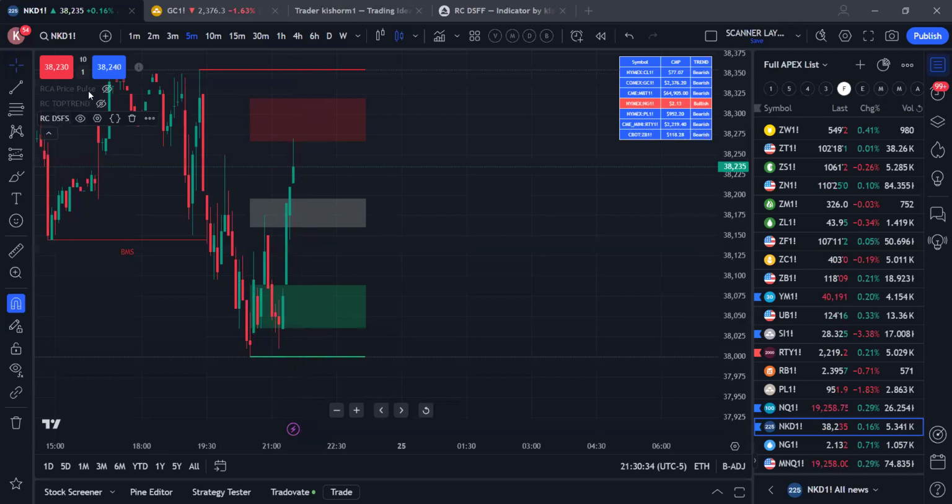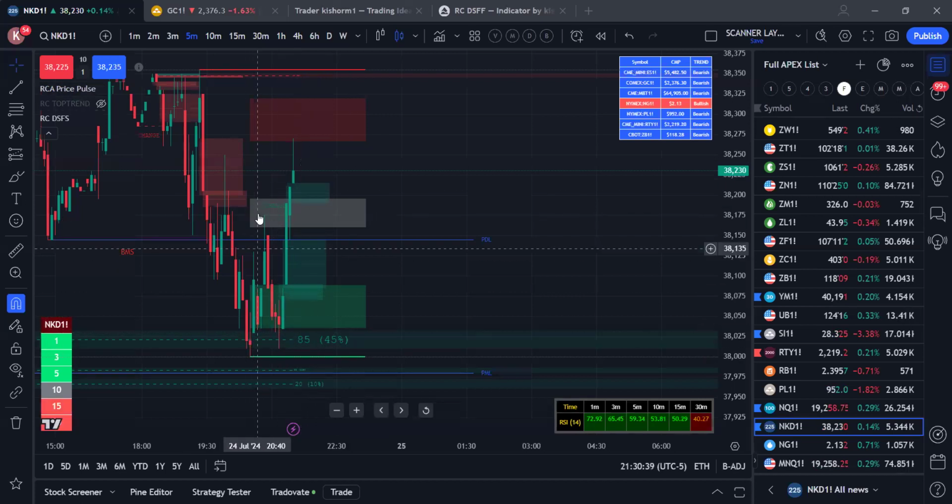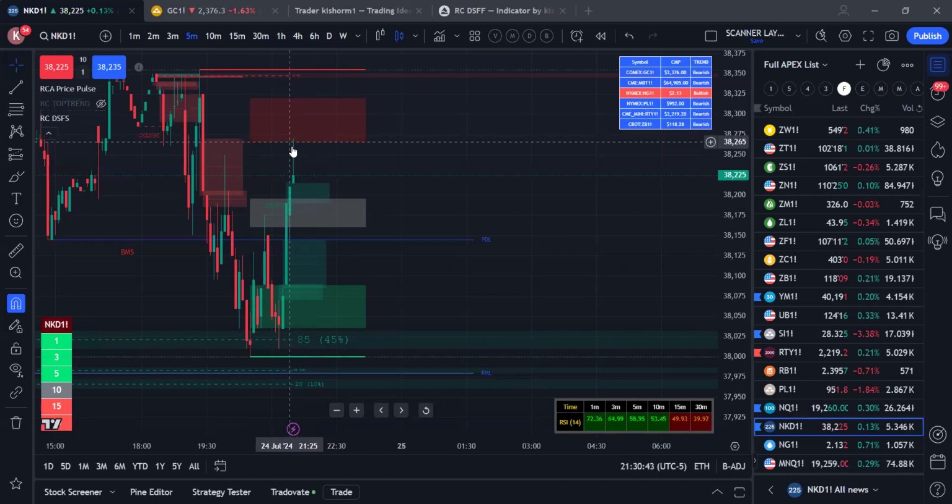KD1, there is a buy order block. It went to the midpoint, came back, and went all the way up. Now if it goes a little bit up and then we get a green red candle, then we can take a shot.